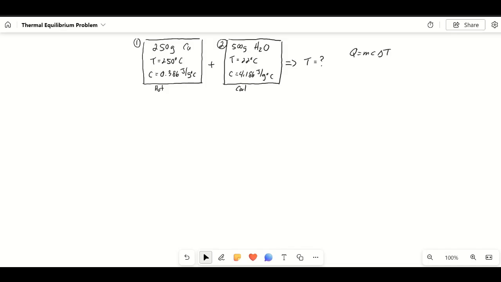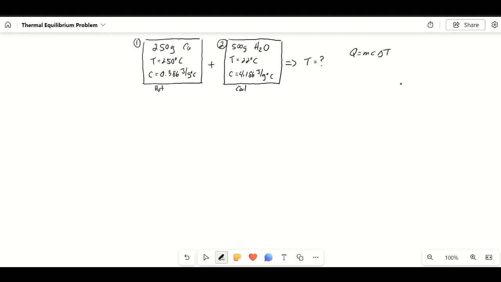Hello students, let's do a thermal equilibrium problem. We've got a hot 250 gram chunk of copper, it's also 250 degrees Celsius, and we're going to put that into some water which is 22 degrees Celsius, so room temperature, slightly warm. And so when we put those two together, we want to find what our final temperature is going to be.